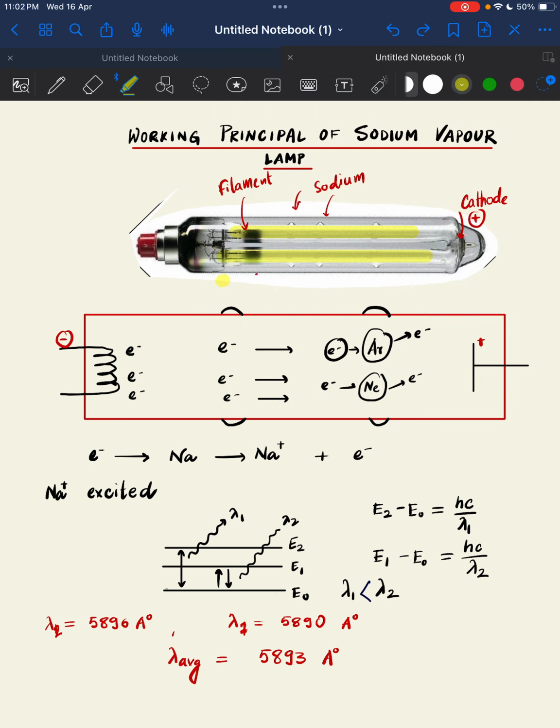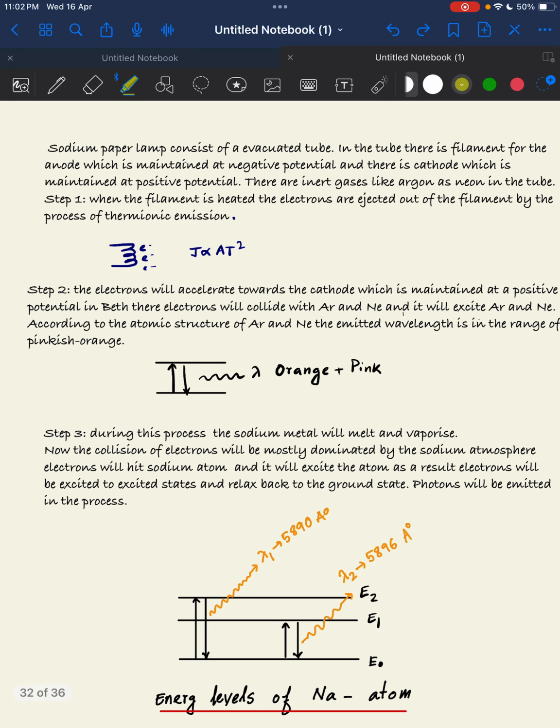So what I have said, I have just typed it in words. You can go through it. So the process of thermionic emission, the process through which current is generated, is proportional to the absolute temperature squared. So if you heat the filament at a higher temperature, then more current will be generated. That means more electrons will be generated. So all these things I have just written here. You can go through it.